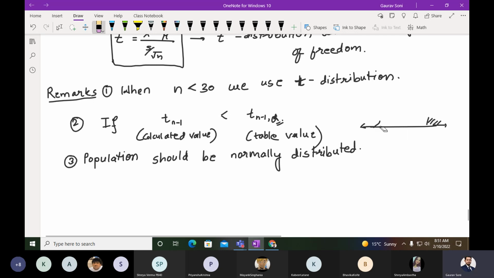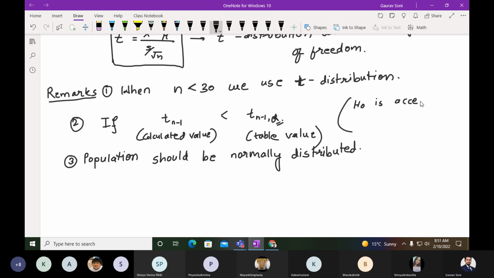Yeah, so I had to complete this statement. If calculated value is lesser, then hypothesis H naught is accepted. Bracket shouldn't be there. Fine. That's all about the theory part. Let's go for some examples here now.